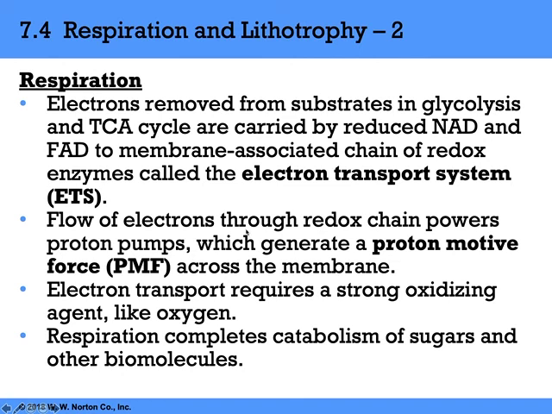So electrons that are removed from substrates in glycolysis and the TCA cycle end up in NADH and FADH2 and are eventually going to be oxidized through the electron transport system, which is going to be embedded in the inner membrane of the bacteria. Okay, the flow of electrons through this electron transport chain, which is just a series of membrane proteins embedded in the membrane, using cofactors and coenzymes, moves electrons from one carrier in the membrane to the next.